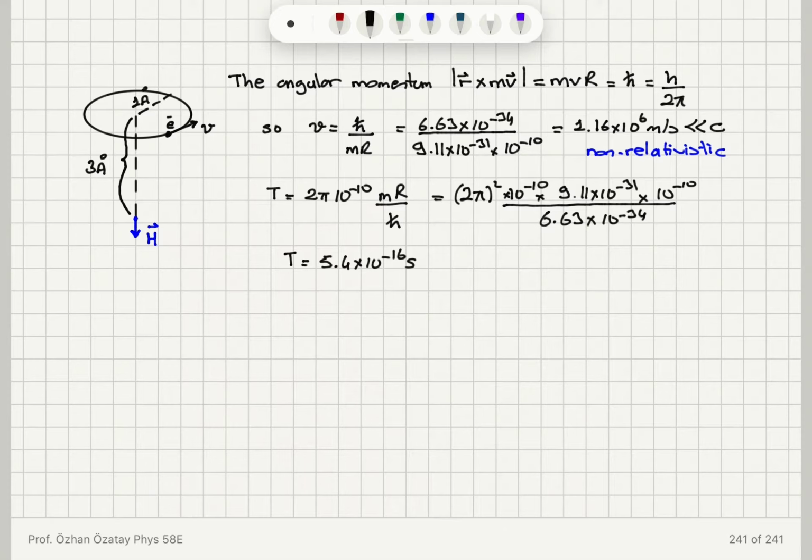So the current, which is the charge of the electron divided by the period, will be minus 1.6 times 10 to minus 19 coulombs divided by 5.4 times 10 to minus 16 seconds.